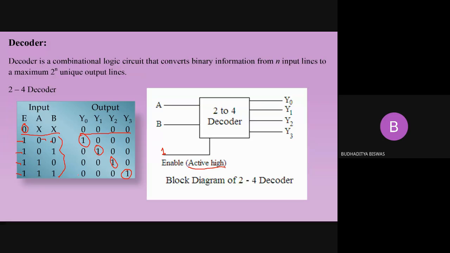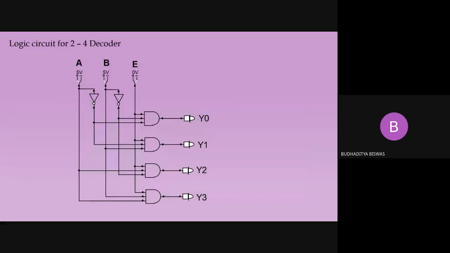Now, who will understand what type of information is coming from the input channel? That's why the decoder was invented. The decoder understands what information is coming through its input lines. So first of all, this is the block diagram of the 2 to 4 decoder. Here the circuit is very simple.